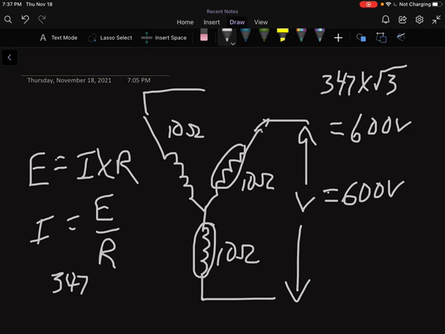347 divided by 10 ohms gives us a current of 34.7 amps. So each phase is going to see 34.7 amps. All right, so fairly straightforward. So you can calculate each phase like that.